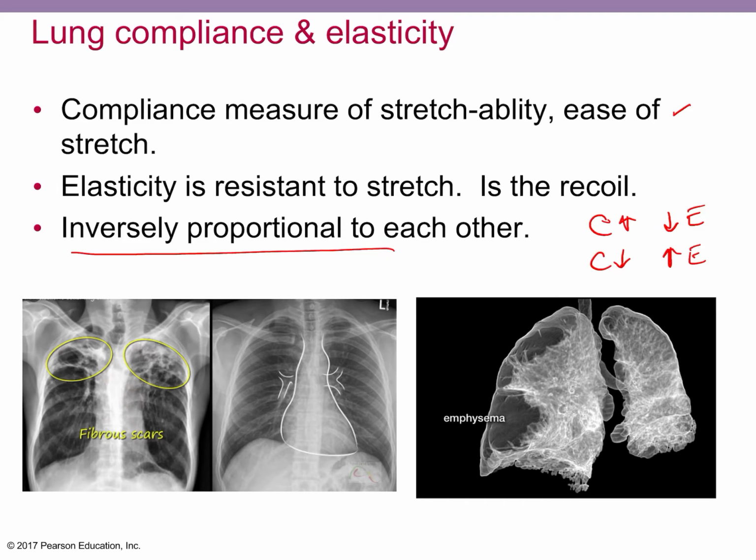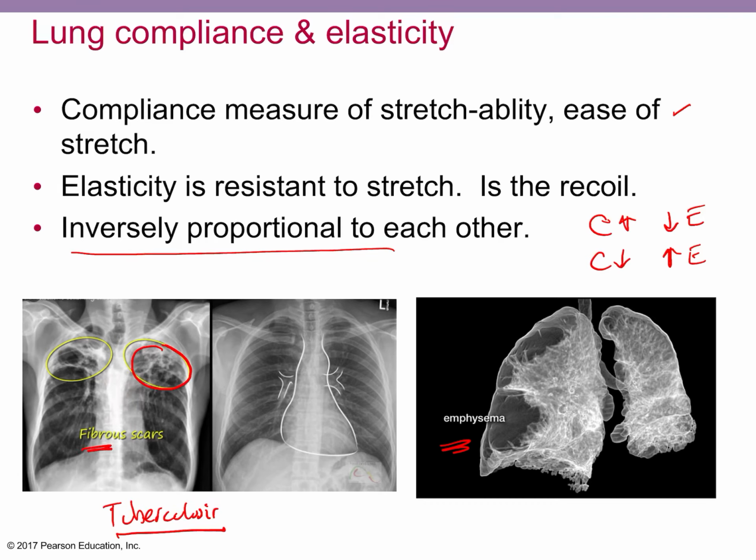Let's take a look at your elasticity here. I have a couple of pictures. This is tuberculosis, and this is emphysema, as you can see. Both of these are going to affect compliance and elasticity. So let's take a look at the elasticity first. Elasticity, again, is this force recoiling. Under less compliant and more elastic is scar tissue.